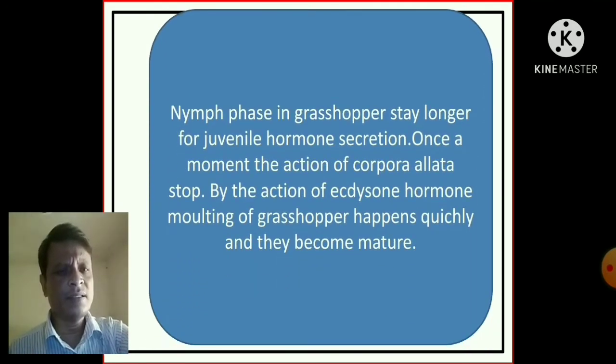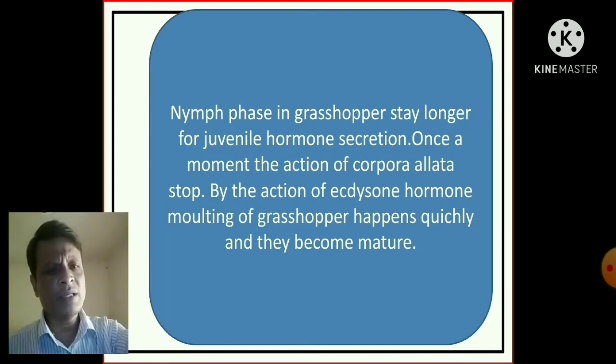The nymph phase in grasshopper stays longer because of juvenile hormone secretion. Once the secretion of the corpora allata is stopped by the action of the ecdysone hormone, molting of the grasshopper happens quickly and they become mature.